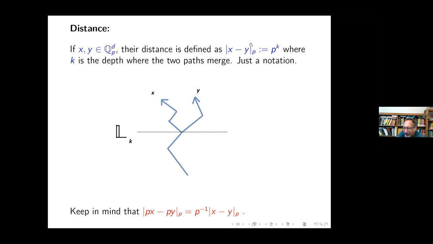Here, this difference is just a notation for the distance between x and y. Again, if you know p-adics, you take the difference, which makes sense. Keep in mind that with my definition of how you rescale, how you multiply by p, which means this shift, if you multiply x and also y, what happens to the distance? Very important to keep in mind, it is divided by p instead of being multiplied by p. Just a weird convention.